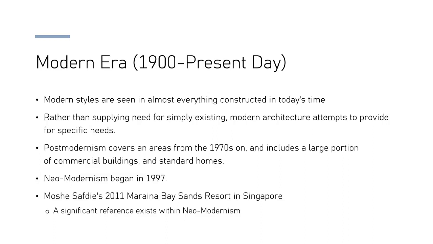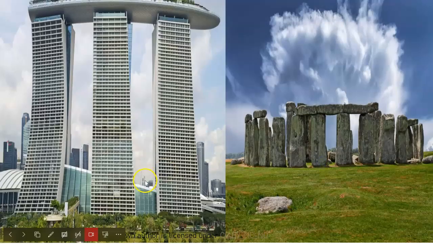There's a significant reference that exists in neo-modernism, and in the next slide there will be a picture. Moshe Safdie's 2011 Marina Bay Sands Resort in Singapore is pictured on the left here, and on the right is the prehistoric era Stonehenge. As you can tell, the design between the two is very similar, and that shows that prehistoric ideas are still being integrated into modern day society as we see it now.